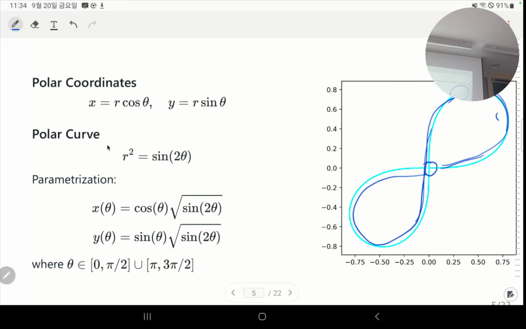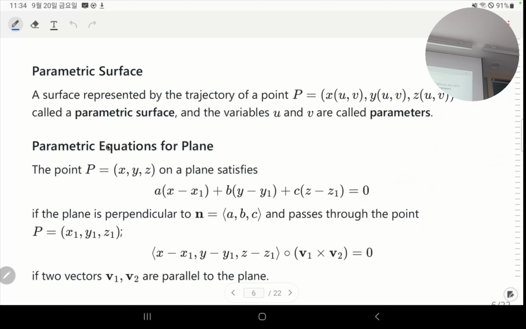So that's one way you can draw the graph. So let's generalize a little bit more. So far we only draw the curve. Now we want to draw the surface. So how do you draw the surface?